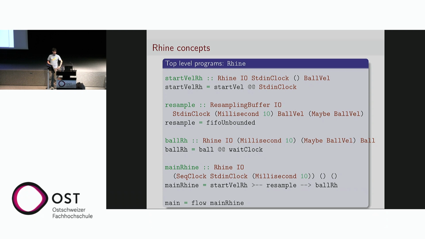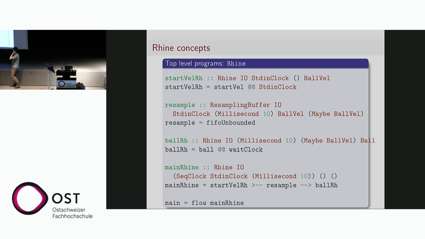Just one thing, because a few people asked, what is this resampling thing? I've really skimmed over this, so there's no surprise. It's hard to follow. So in Rhine, there are 2 kinds of components. One are synchronous in the sense that they have one output per input, and the other ones are resampling buffers, which can have many outputs to many inputs, and how many those are depends on the clocks.